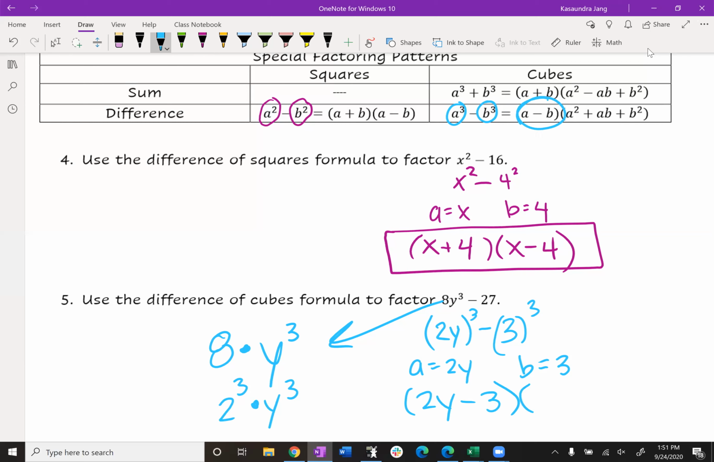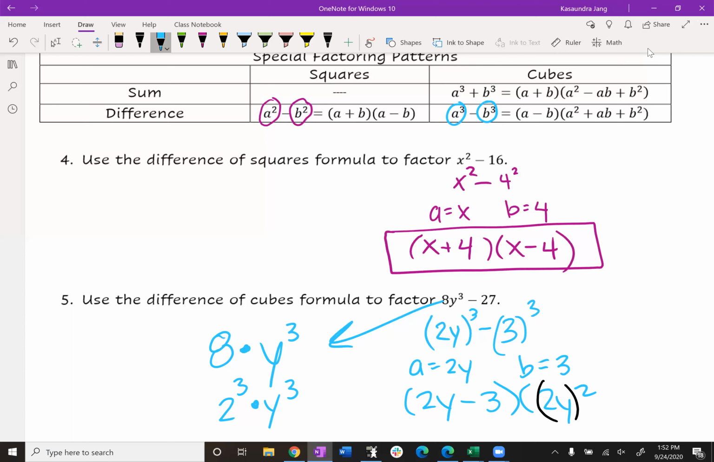My next factor has the a squared. Now, beware, 2y squared is incorrect. I need the entire a. A was 2y, so I need the entire 2y squared. Okay, I need my a squared, whole thing.